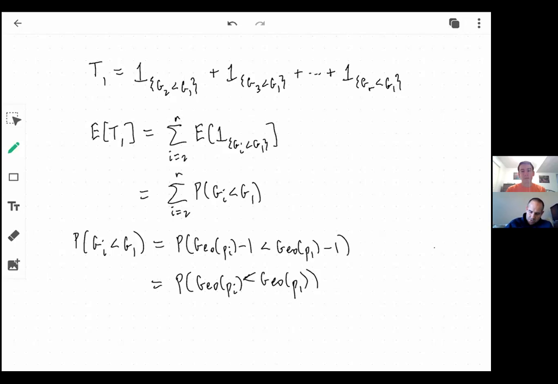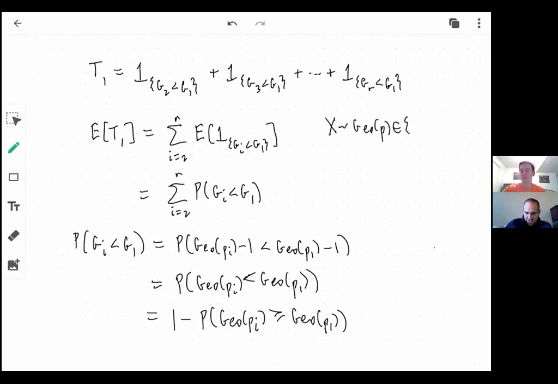So hang on, let's do it like this. This is 1 minus, I want to get an equal to in here because it'll be slightly easier to deal with. 1 minus the probability that Geo(pi) is equal to or greater than Geo(p1), right? And if X is distributed as Geo(p), this thing has range of values all the positive integers.